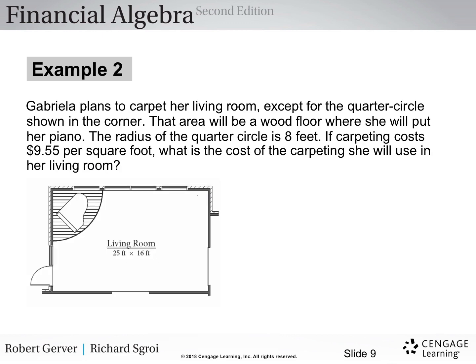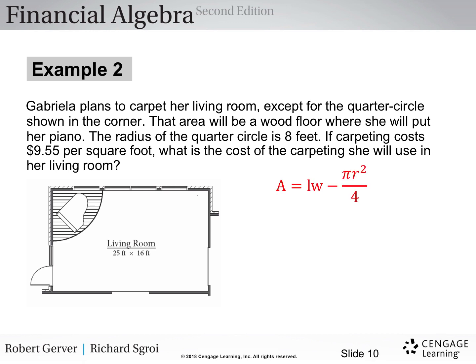All right, so let's look at another example. Gabriella plans to carpet her living room except for the 1/4 circle shown in the corner. That area will be a wood floor where she will put her piano. The radius of the 1/4 circle is 8 feet. If carpeting costs $9.55 per square foot, what is the cost of the carpeting she will use in her living room?